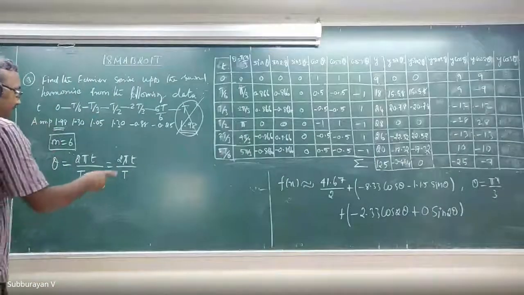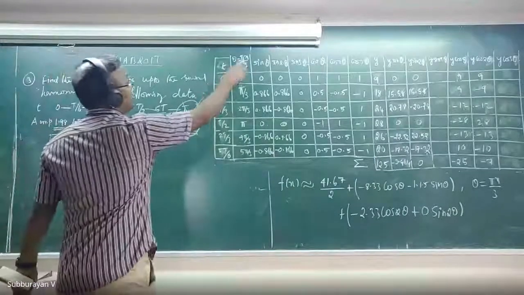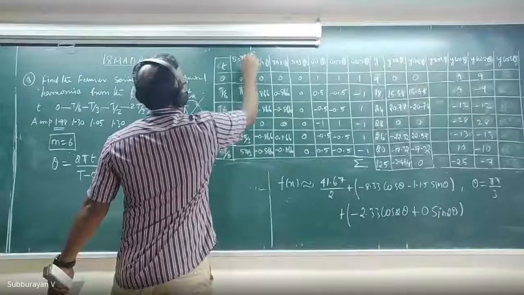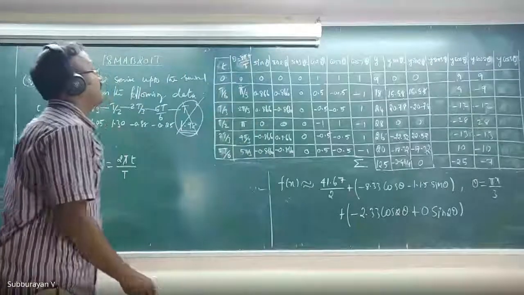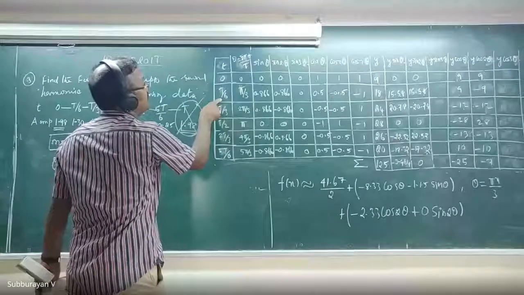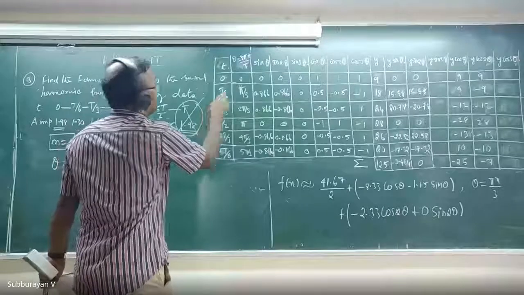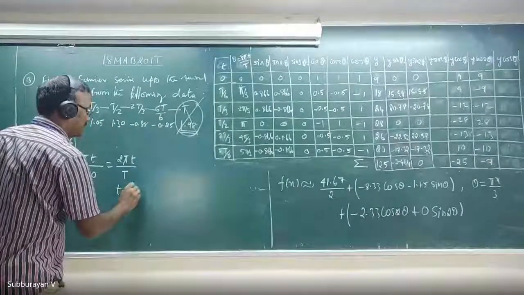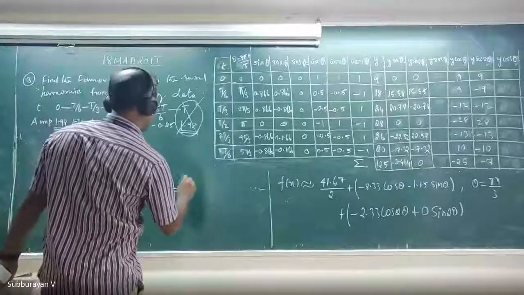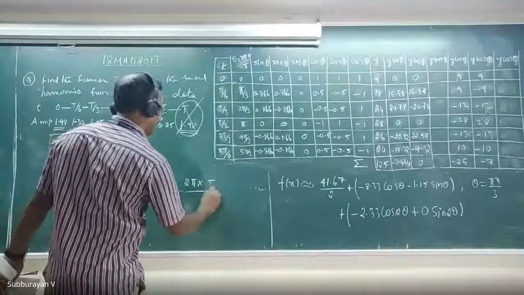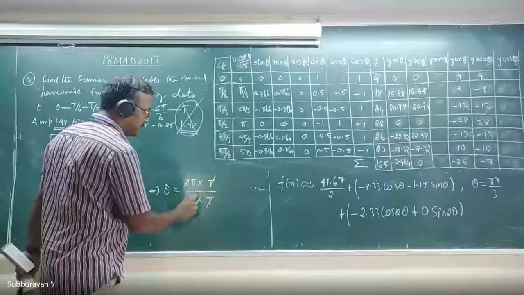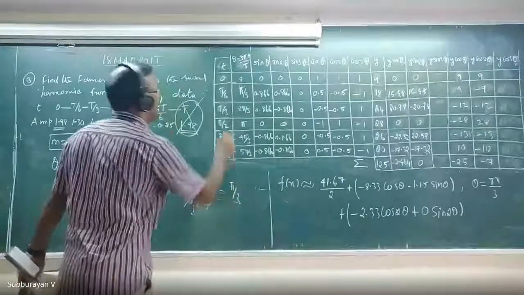Then what will happen when we substitute t equal to 0? The formula is 2 pi t divided by capital T, so theta is 0. When we substitute small t equal to capital T by 6, what is theta? Theta is 2 pi into T divided by 6 into T, the T's get cancelled, and we get pi by 3.